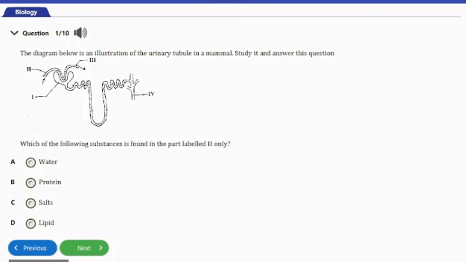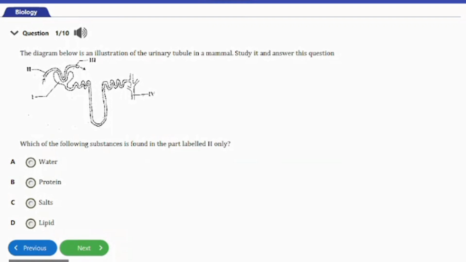It says, the diagram below is an illustration of the urinary tubule in a mammal. Study and answer the question. Which of the following substances is found in the part labeled II only? So guys, before we go ahead and check out the options here, this part labeled II is the efferent arteriole. So we want to assess this to know the substance that is found only here in this part. So guys, we have A, water, B, protein, C, salts, D, lipid.